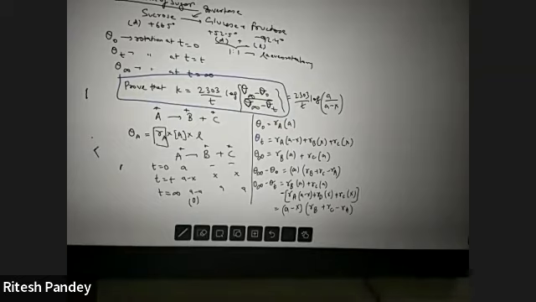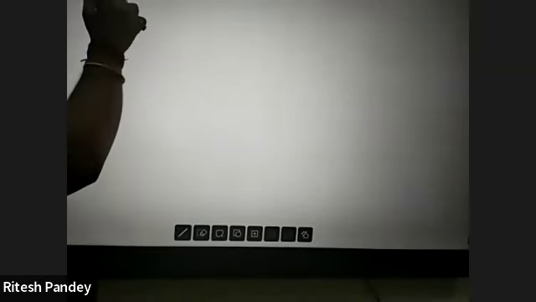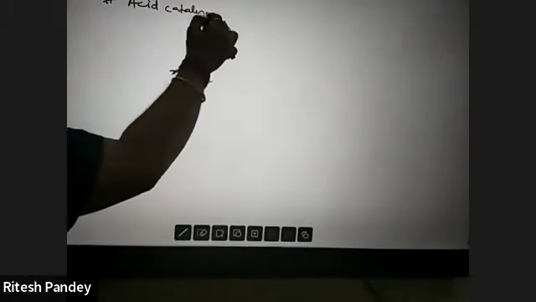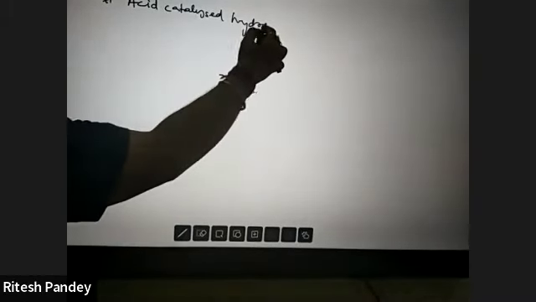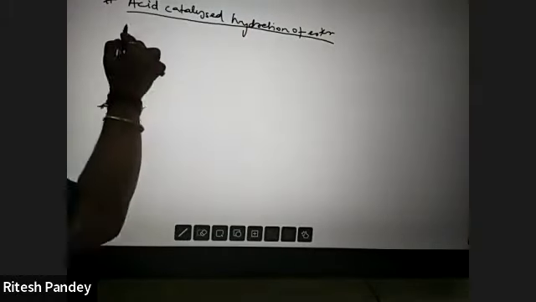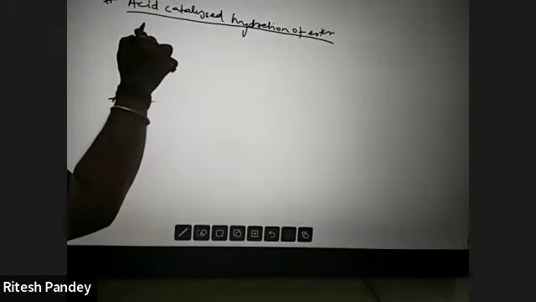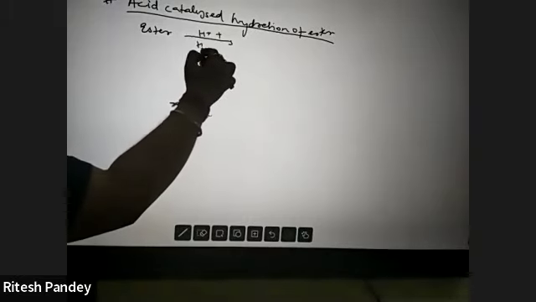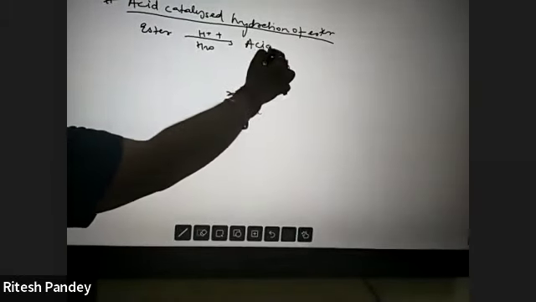Next is, say, acid catalyzed hydration of ester. So you have an ester in presence of H plus and water is becoming an acid plus alcohol.